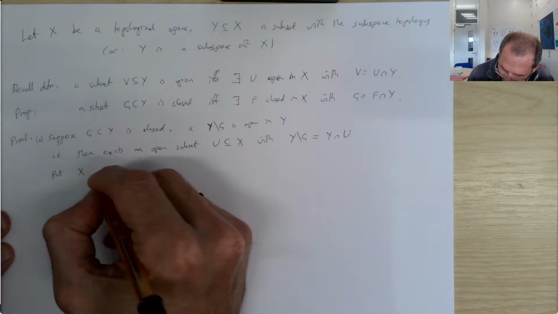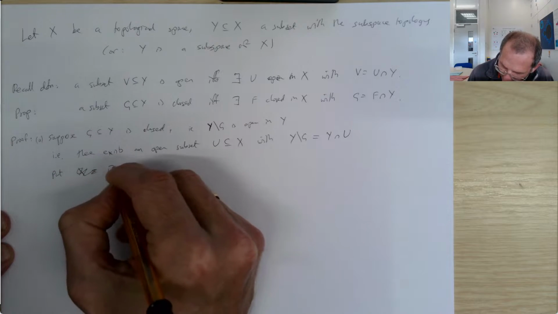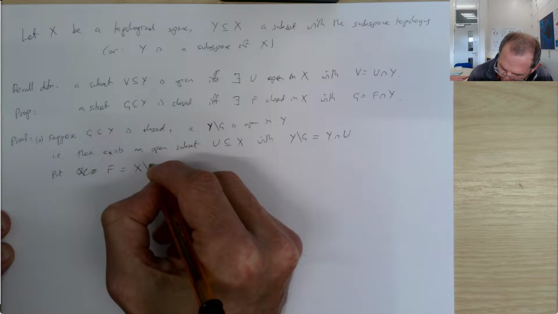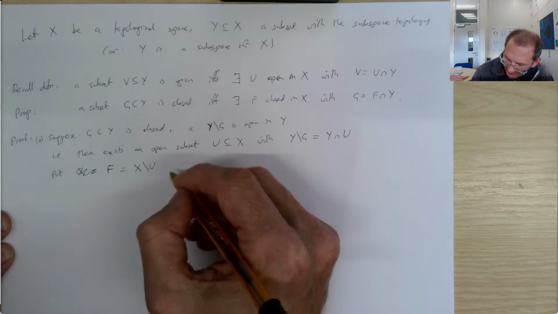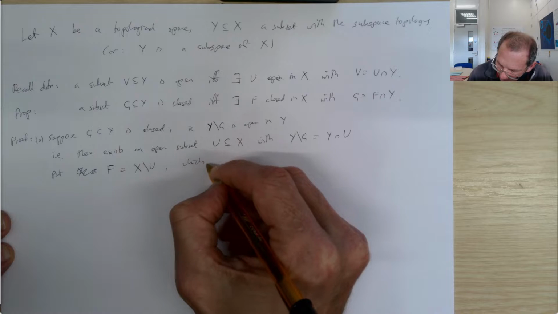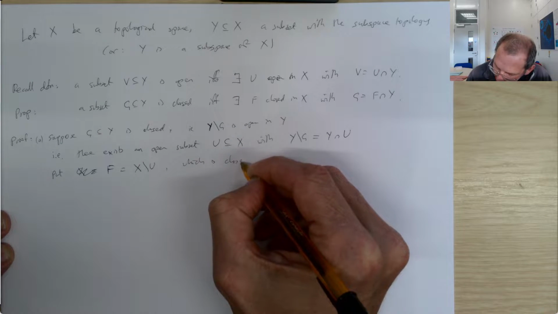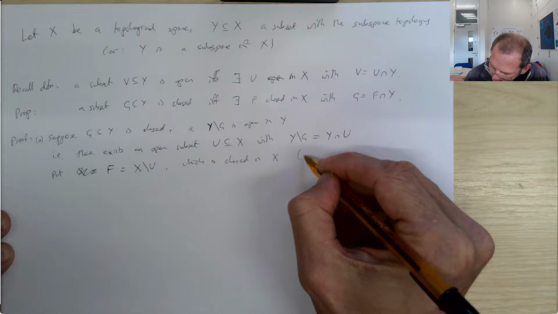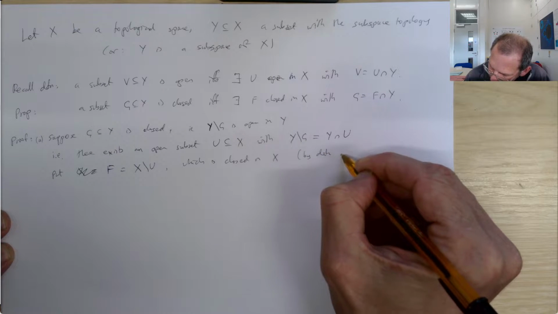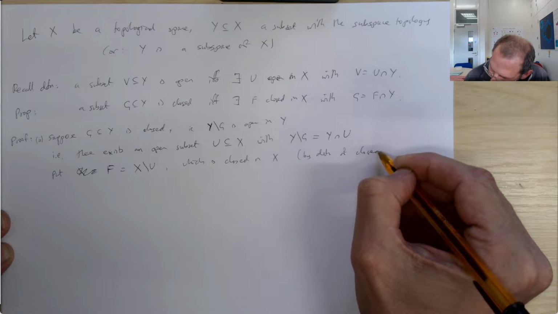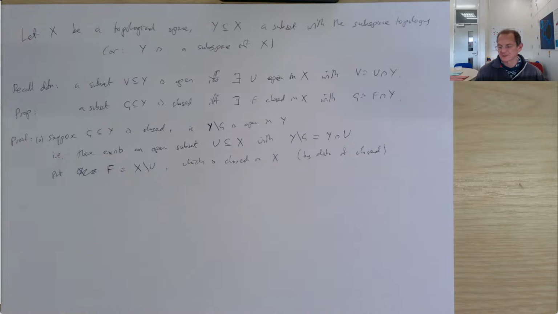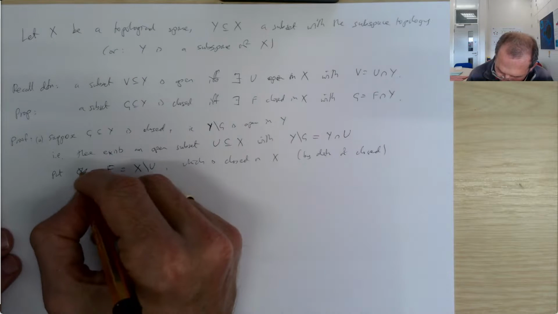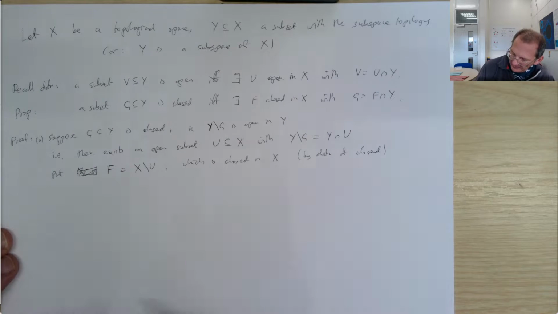And now we put F to be X with U removed, the complement of U in X, which is closed in X. Yeah, that's the definition of what it means to say something's closed. To say something's closed is just the same as saying its complement is open. Okay.